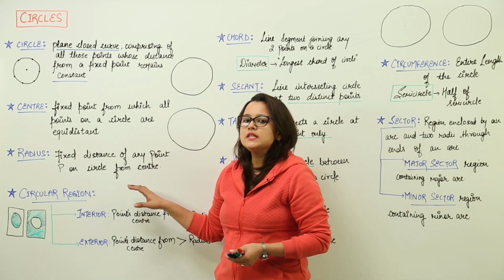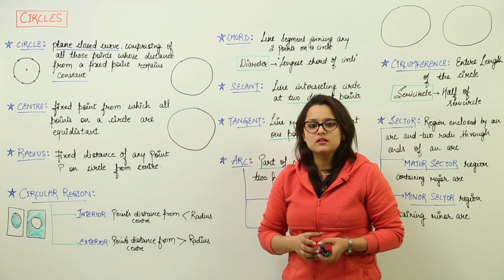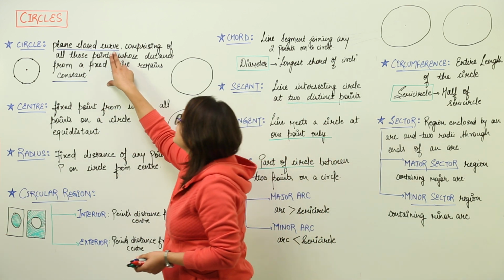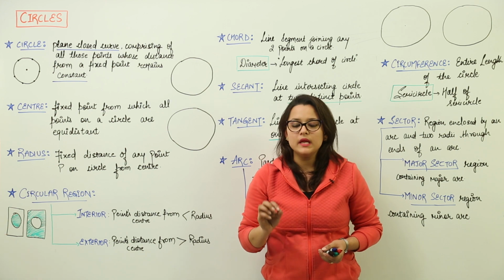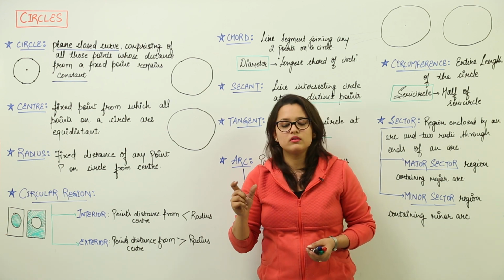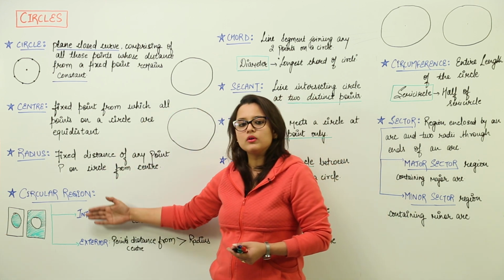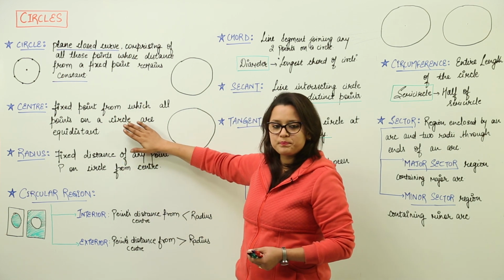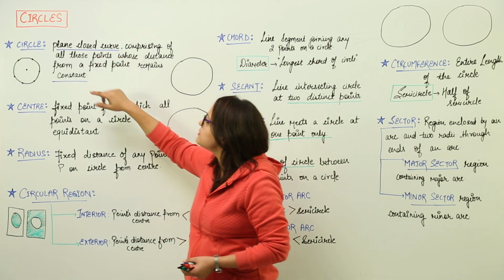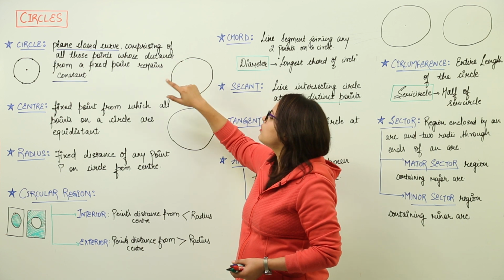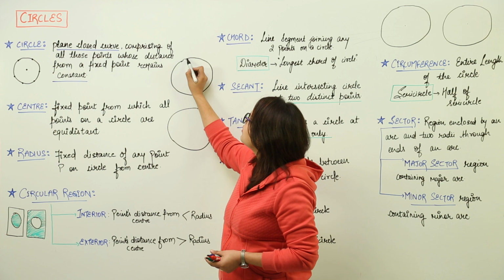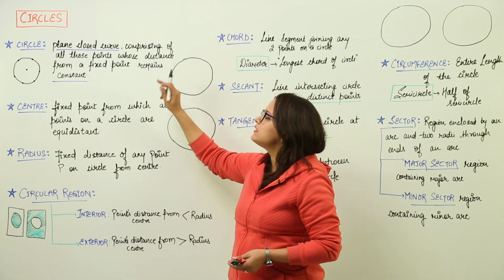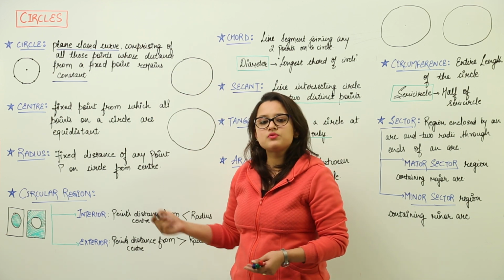So now we are doing circles. What is a circle? A circle is a plane closed curve. First of all, you must understand it is a plane closed curve. Plane means it is going to lie on a two-dimensional surface. Closed means you will not see it opening from any point, right? It will always have a closed path, and it is a curve because it is not straight.